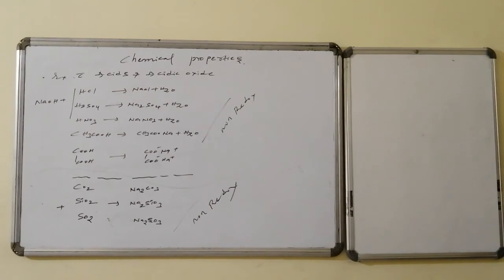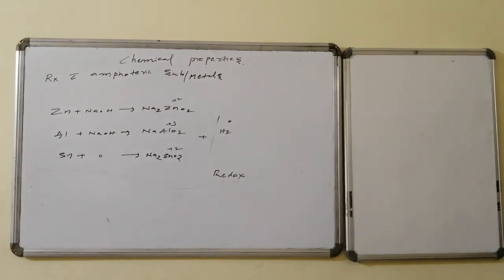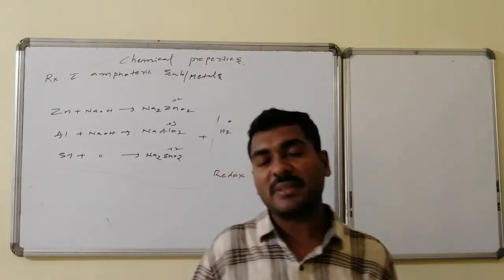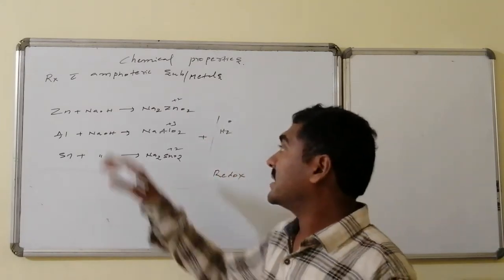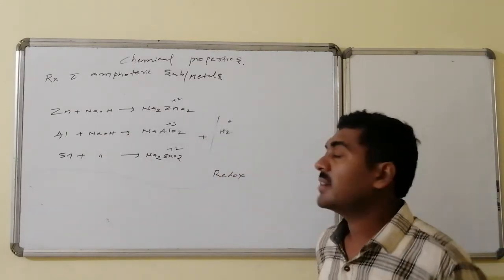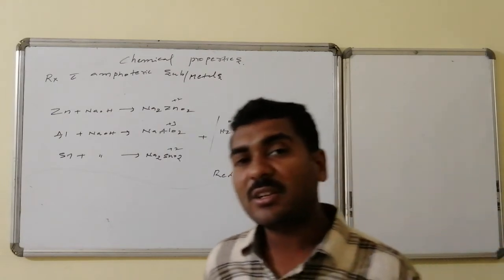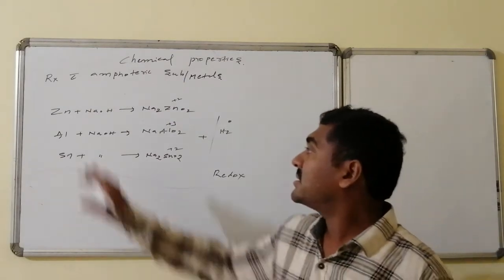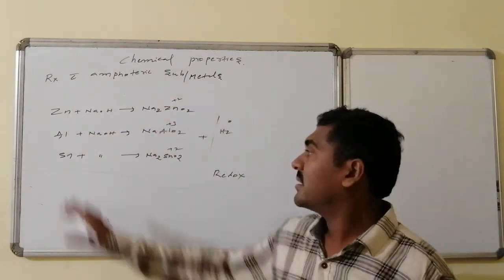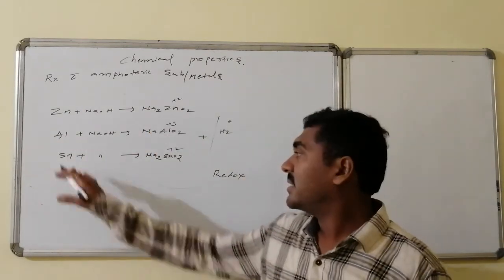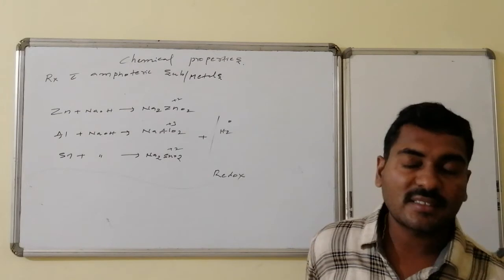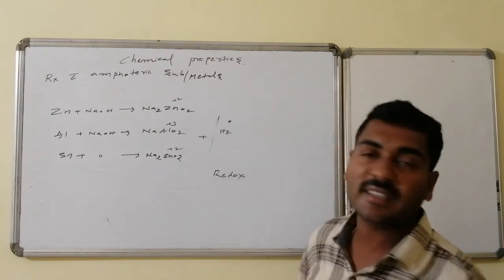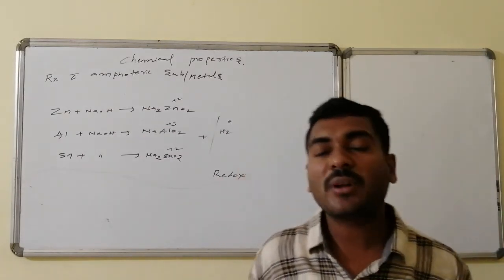Reaction with amphoteric metals or amphoteric substances. Sodium hydroxide is a base. Amphoteric is that which readily combines with acid as well as base. Here the base is sodium hydroxide. Zinc on reaction with sodium hydroxide gives sodium zincate. Aluminium on reaction with sodium hydroxide gives sodium meta-aluminate. Tin on reaction with sodium hydroxide gives sodium stannate. Here zinc 0 is converted to +2, oxidation. Aluminium is converted to +3, oxidation. Tin 0 is converted to tin +2, oxidation. And in this process, hydrogen is liberated, that is +1 is converted to 0, that is reduction. Hence the whole process is an example of a redox reaction.